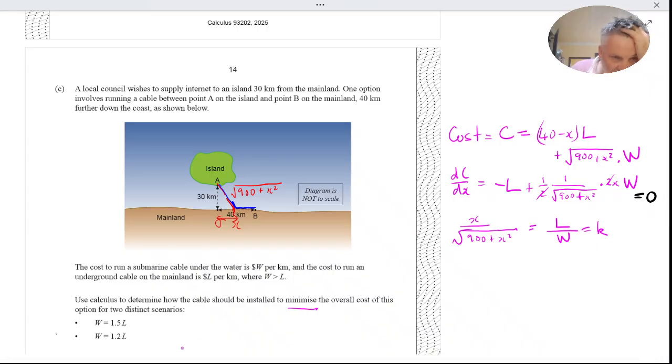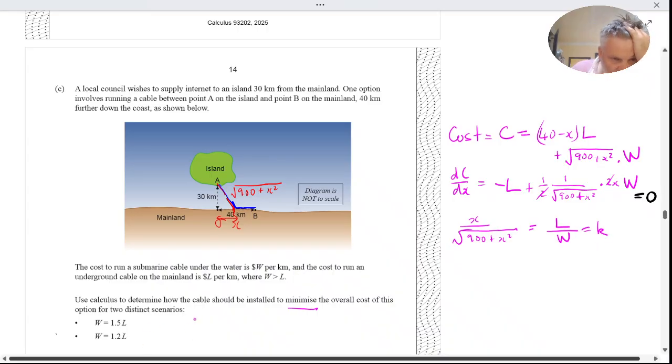And just to save a bit of writing, I'm going to call this L over W equal to K. And we can see down here, if you go L over W, that's L over 1.5 L in the first case, and the L's cancel, so you actually get 1 over 1.5. And that's what I've just called K. And in the second example, it'll be 1 over 1.2. But we don't need to worry about writing all that down. We'll just call it K for now.